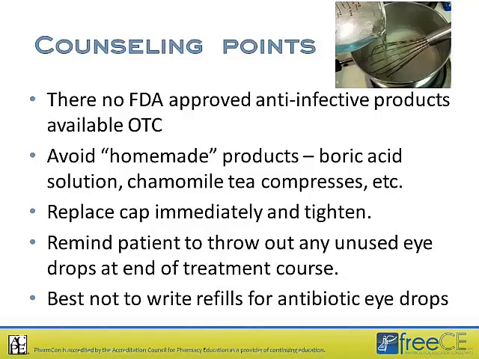What'll happen then, the patient becomes involved in self-diagnosis. If you add a refill to, say, an Ocuflox eye drop, and the patient just hangs on to that refill and then they'll use it again, well, that's considered self-diagnosing. It's similar to the reason we don't want to put refills on antibiotic prescriptions, because the patients then self-diagnose.